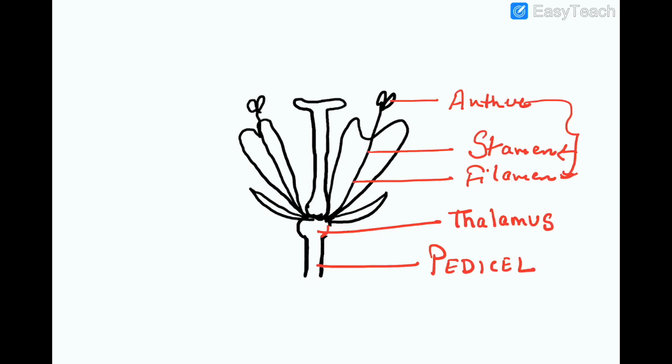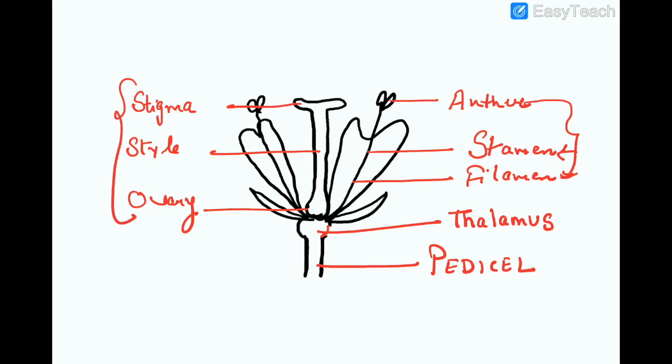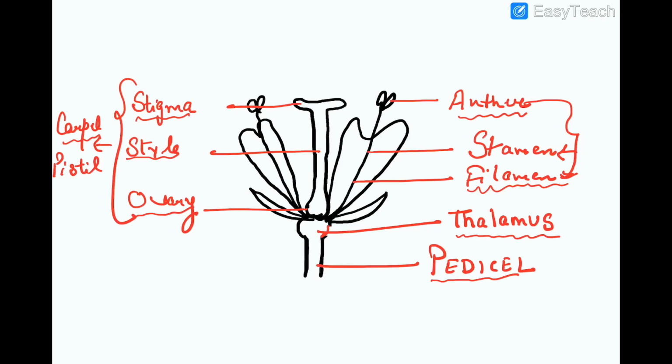Both anther and filament form the stamen. The female part of the flower is stigma, style, and ovary, which is known as carpel or the pistil. So, the male part of the flower is stamen, which consists of filament and the anther. The female part of the flower is carpel, which consists of stigma, style, and ovary. The stalk of the flower is pedicel. The stalk is swollen at the end, known as thalamus.